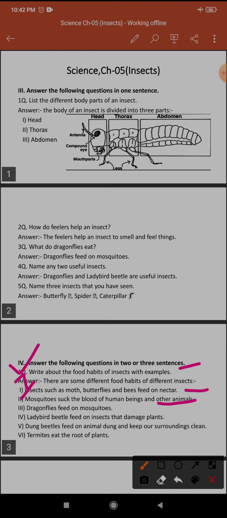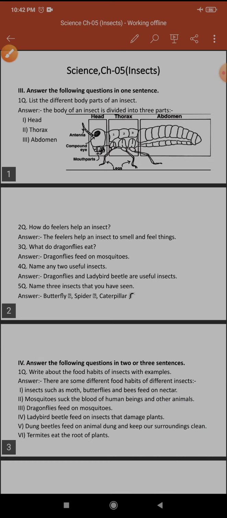Dragonflies, what do they eat? They feed on mosquitoes. Ladybird beetles feed on insects that damage plants, so obviously they are also useful. Dung beetles feed on animal dung and keep our surroundings clean, so this is also a useful insect. Termites eat the roots of plants, which is not useful for us.